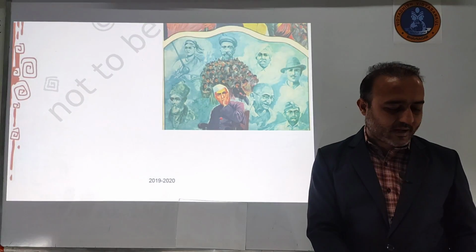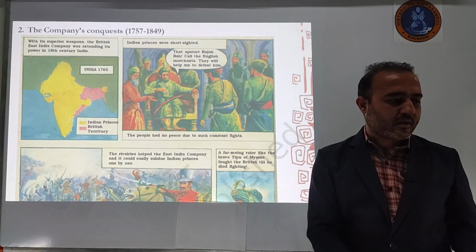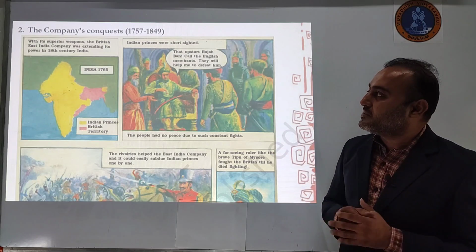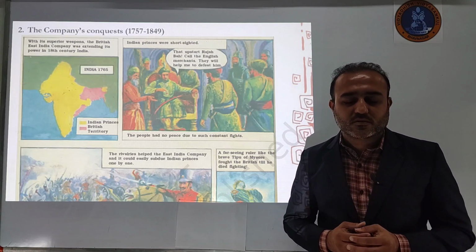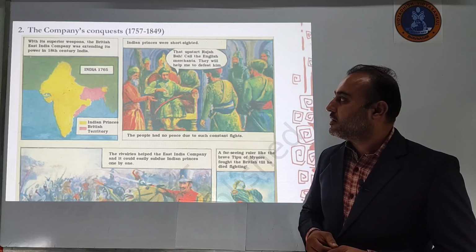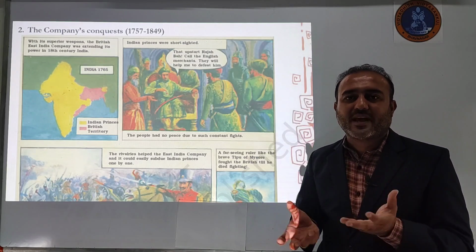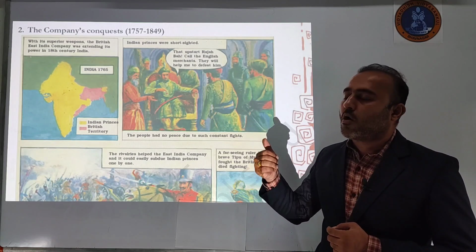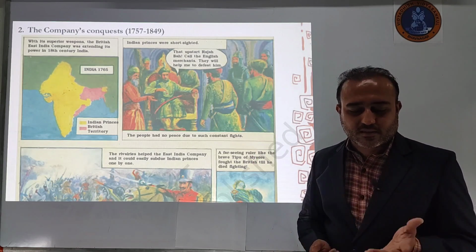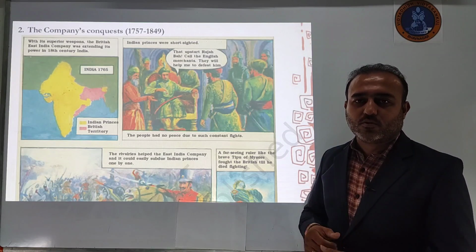Moving to the next paragraph. So this is your second paragraph. What is written? The company's conquests. Conquest means the act or process of conquering. To conquer means to attack, to capture, or to take away. So again, the company's conquests. Conquests again means the act or process of conquering, to capture.